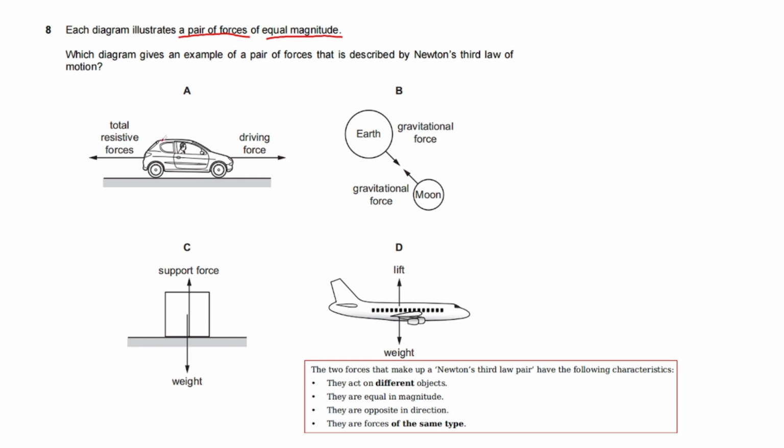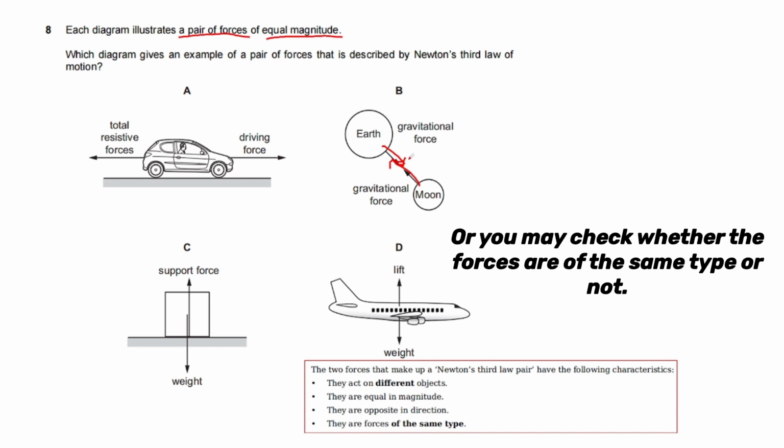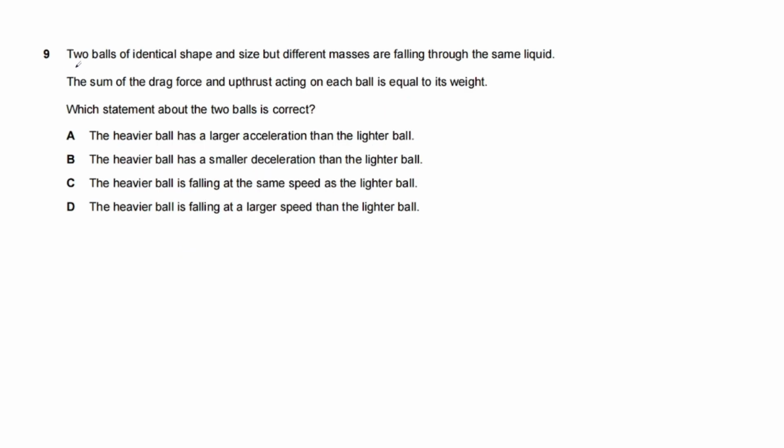Let's consider the first case. No, the total resistive forces and the driving forces are both acting on the same object, the car. Option C, the same box. Option D, the forces are acting on the same aeroplane, right? But if you're considering option B, these two forces are acting on different objects: force from earth to moon and from moon to earth. So which one is the correct answer? Option B.